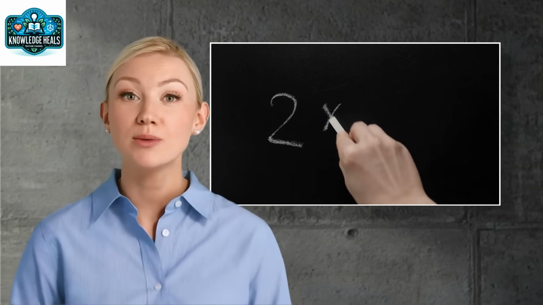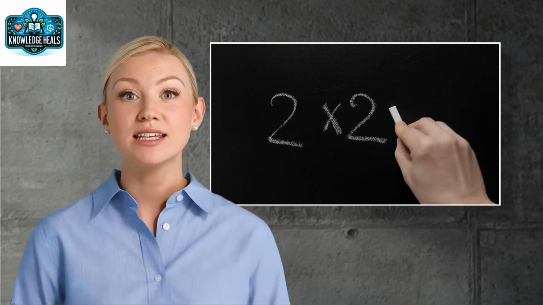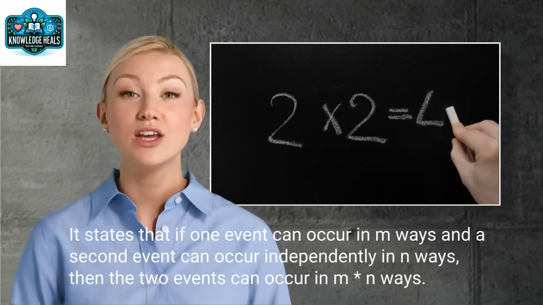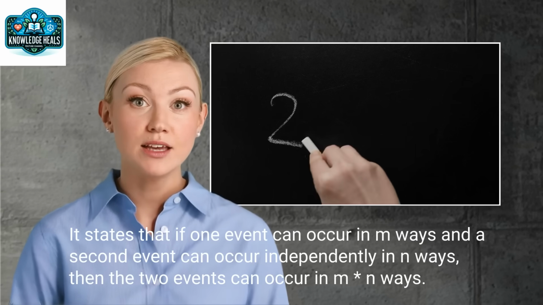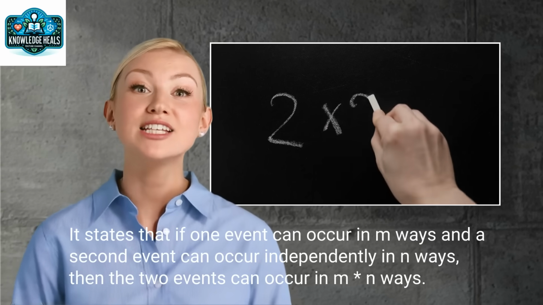The fundamental principle of counting is the backbone of permutations and combinations. It states that if one event can occur in m ways and a second event can occur independently in n ways, then the two events can occur in m × n ways.